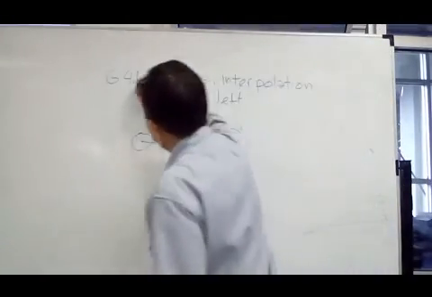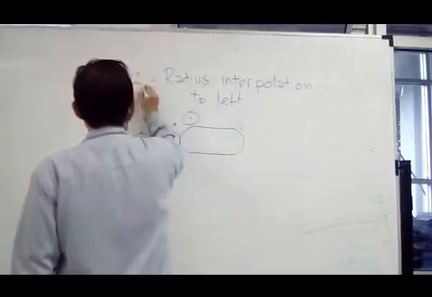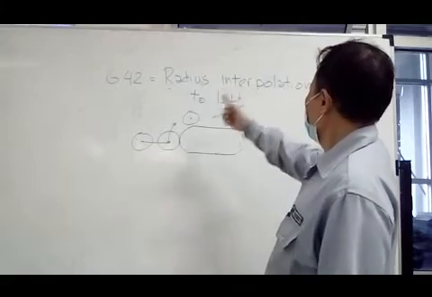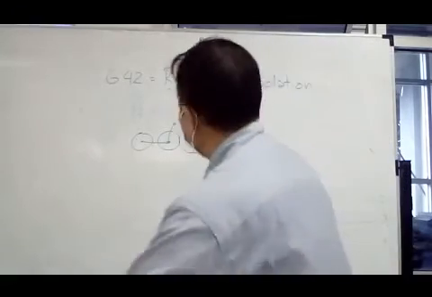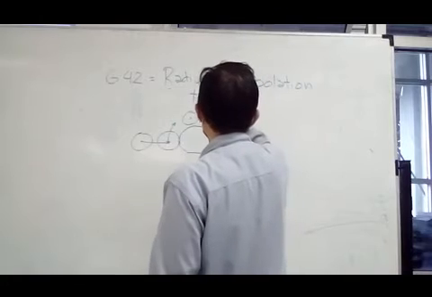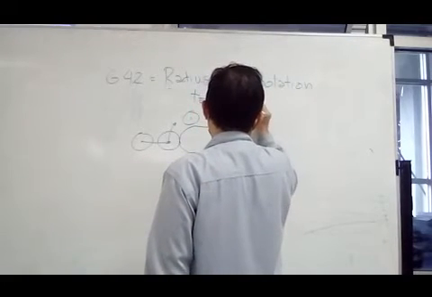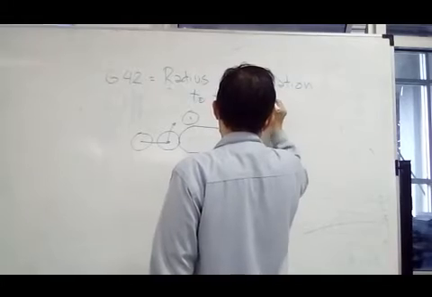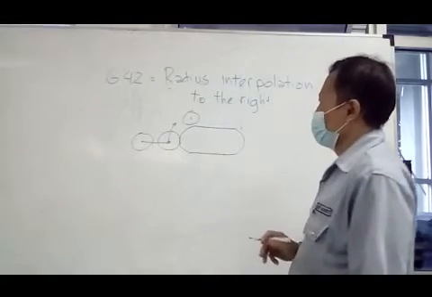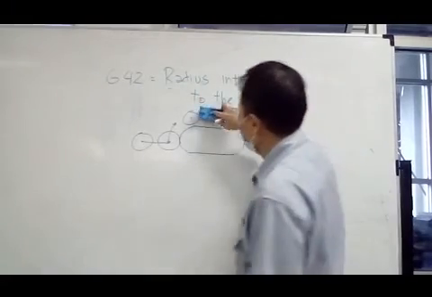How about G42? G42 is radius interpolation to right. To the right. To the right. So the tracing must be like this.